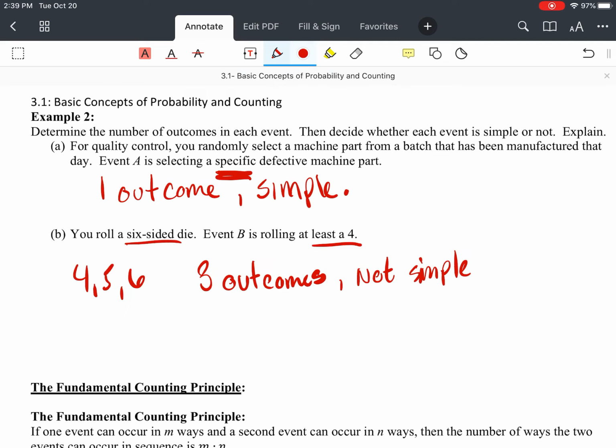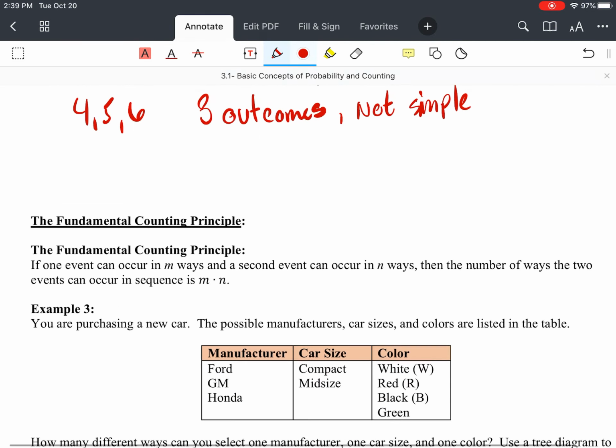Okay, so again, the difference being that we're looking for a specific defective part on the first one. And down here, we have 3 possible outcomes that we're looking for.